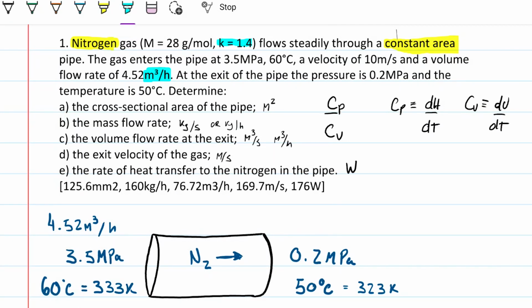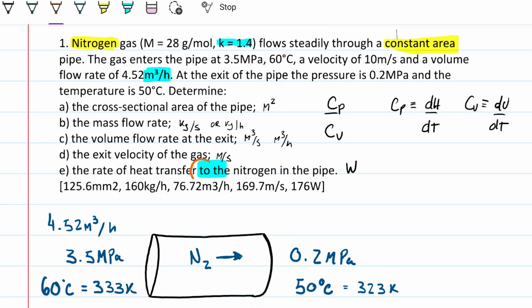Okay, what is relevant here? Note that this is saying the rate of energy transferred to the nitrogen. This is super counterintuitive if you're paying attention. Why? Because as I pointed out before, the temperature is decreasing, right? Going from 60 on the inlet down to 50 on the outlet. If this is all that was happening, we'd be sure that we'd have energy leaving this nitrogen gas as it's going through the pipe.